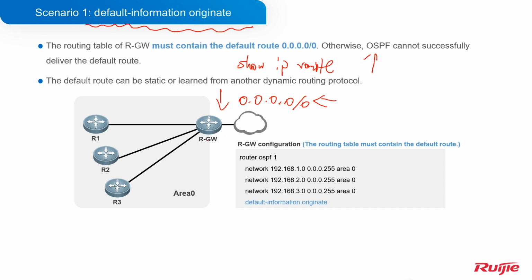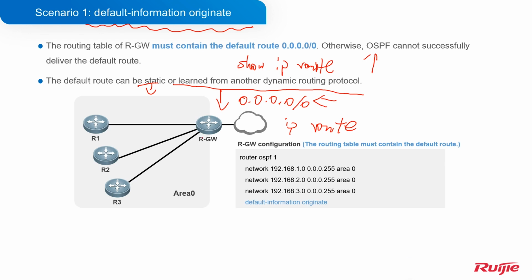For our RGW device, we can learn the default routing entry in two ways. First is the static routing entry, where we use the ip route command to create it. Another way is to learn it from a dynamic routing protocol. For the dynamic routing protocol, we can also see the default routing entry by show ip route.